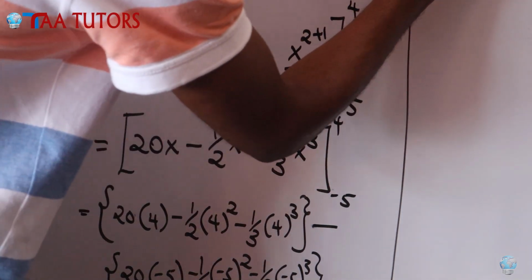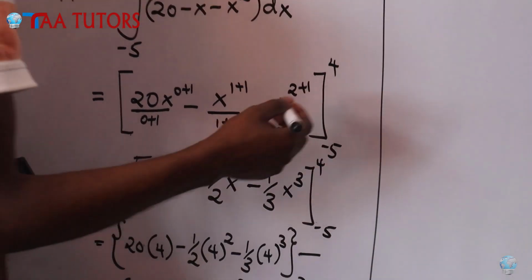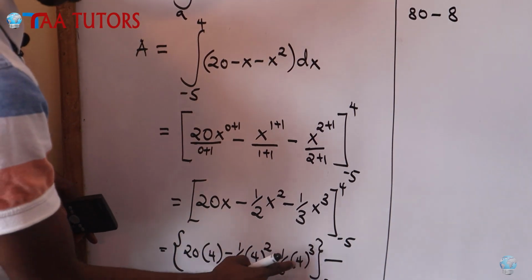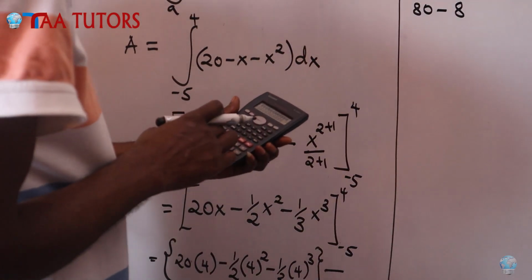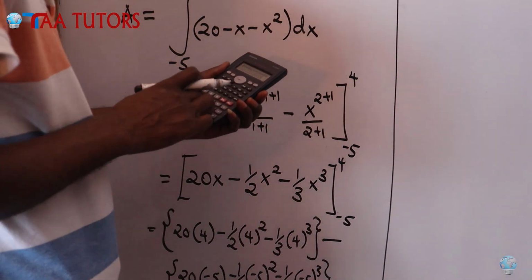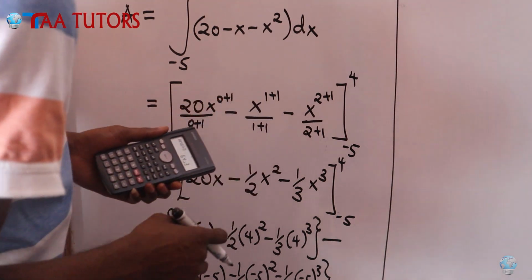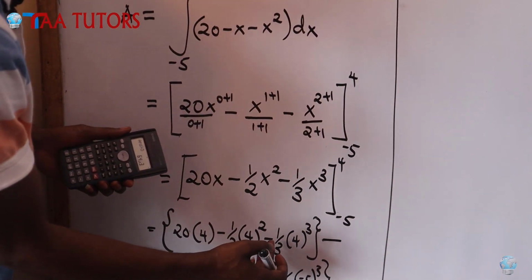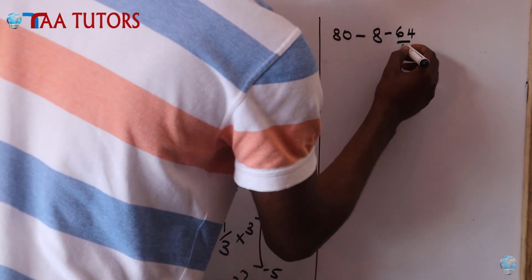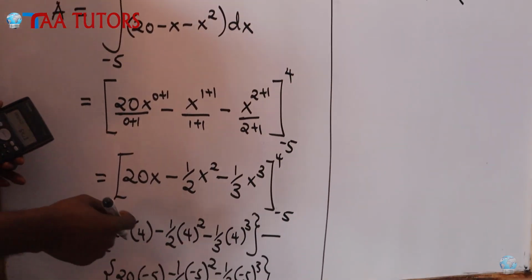80 minus 4 squared is 16. 16 divided by 2, 16 times a half is 8. Then we know that 4 cubed should be 64. So 64 times a third is 64 over 3. So 64 over 3, minus 64 over 3. Because I'm trying to move very slowly so that we move together.